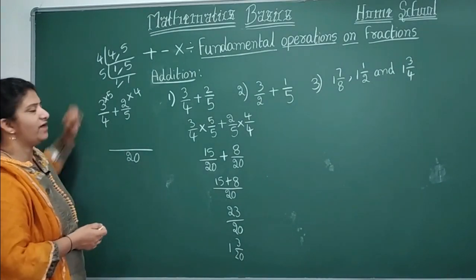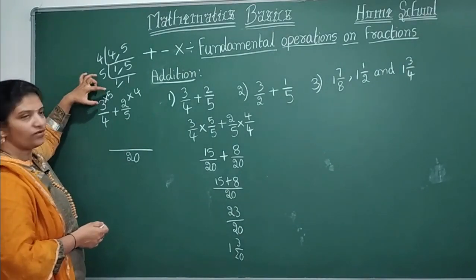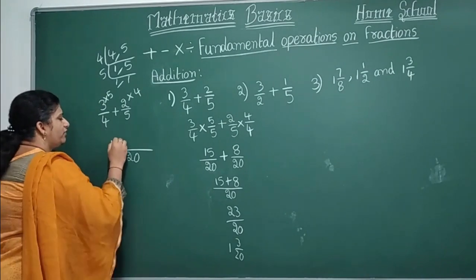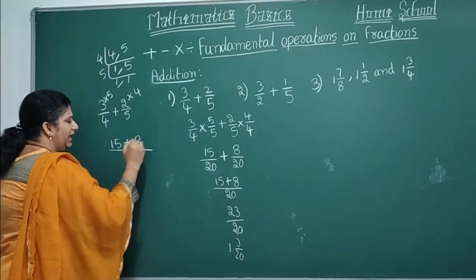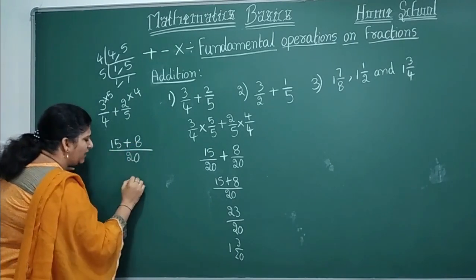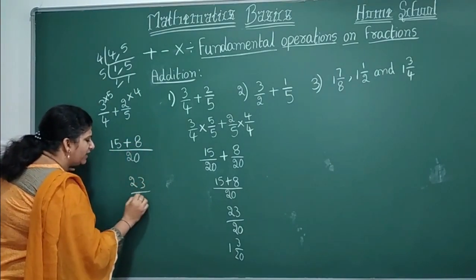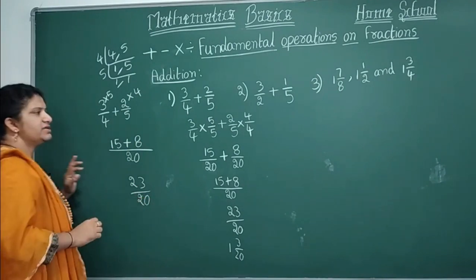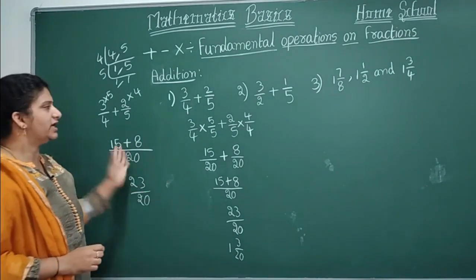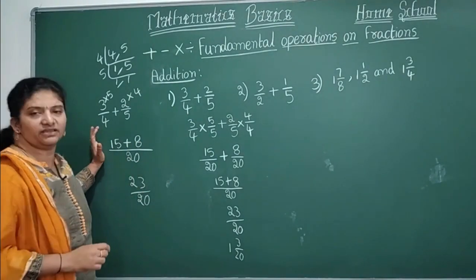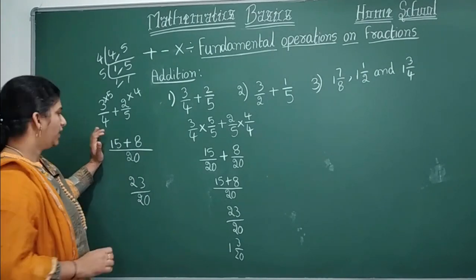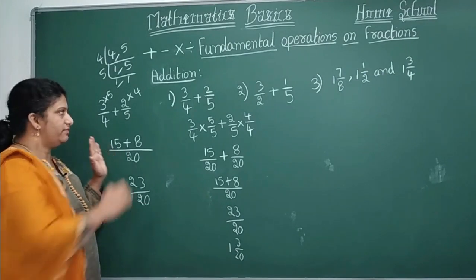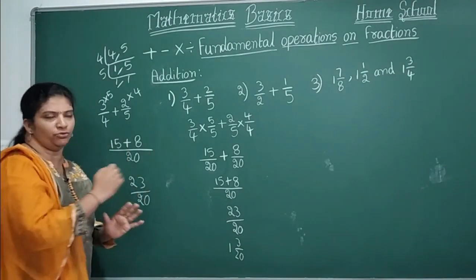So now 3 fives are multiplied here. 3 fives are 15 plus 4 twos are 8. 15 plus 8 will be 23 by 20. So here children, observe carefully. Both are the same, but with this method we can complete this within seconds. Right? So this is the first problem we have done in 2 methods.